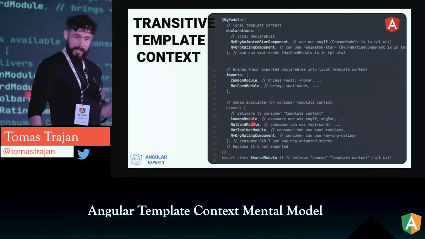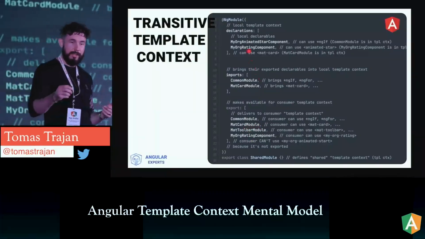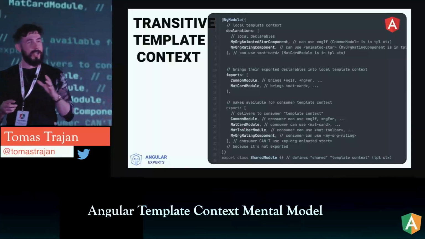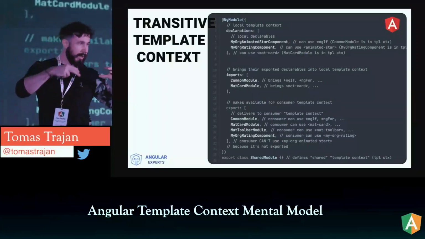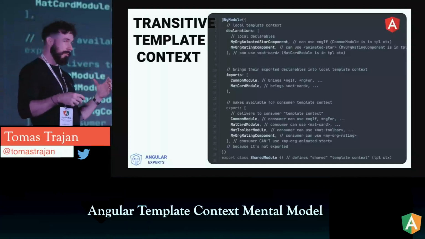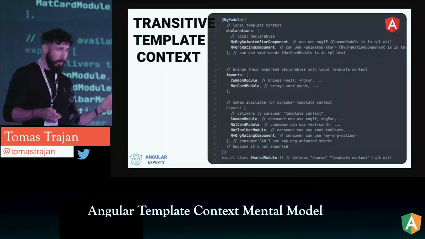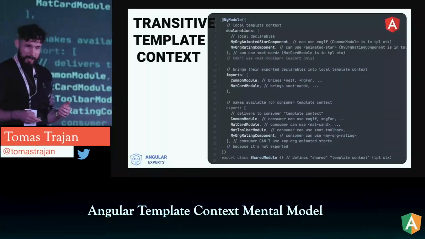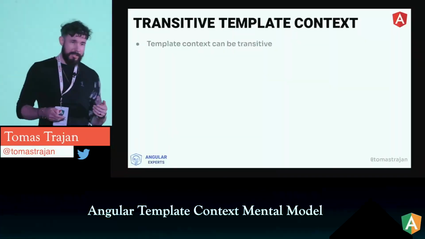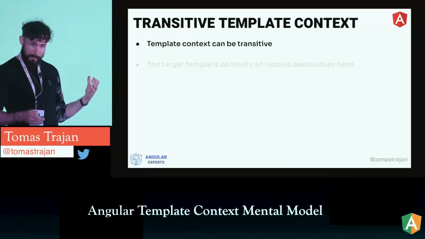And maybe we just re-export the toolbar, which can be used then in the consumers, but not in the local context. So this example illustrates all those mechanics which happen when we use ngModules with regards to building of a local template context, adding stuff transitively and exporting things, right? So the summary of that is that the template context based with the ngModules can be transitive.